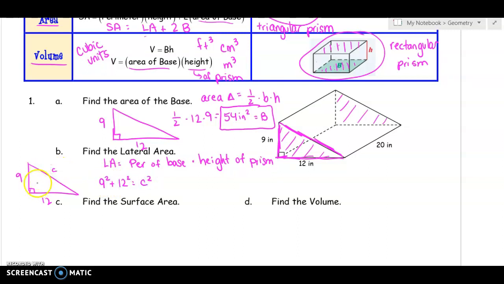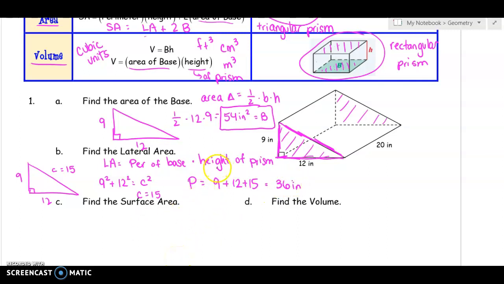C is always across from the right angle. So I'm going to skip the work. You're going to end up getting c equals 15. So our missing side is 15. And now we can find the perimeter. Perimeter, you add up all the sides of that base. So 9 plus 12 plus 15, and you're going to get 36 inches. That's the perimeter of the base.